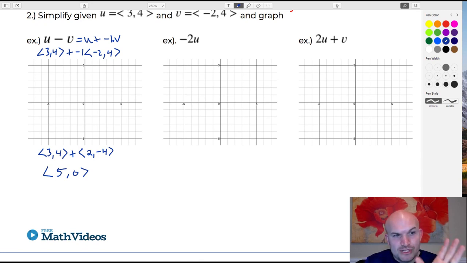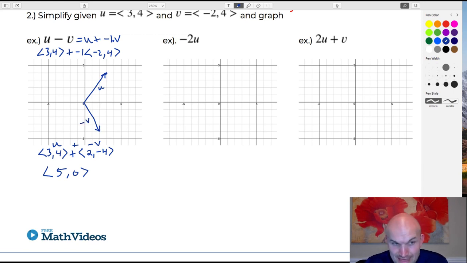So we're going to write this: this is technically u, and this is plus negative v. Let's graph u, which is 3 comma 4. So 1, 2, 3, 1, 2, 3, 4. There's my vector u. And then my vector negative v is 2 comma negative 4, so over 2 and down 4. There is negative v.